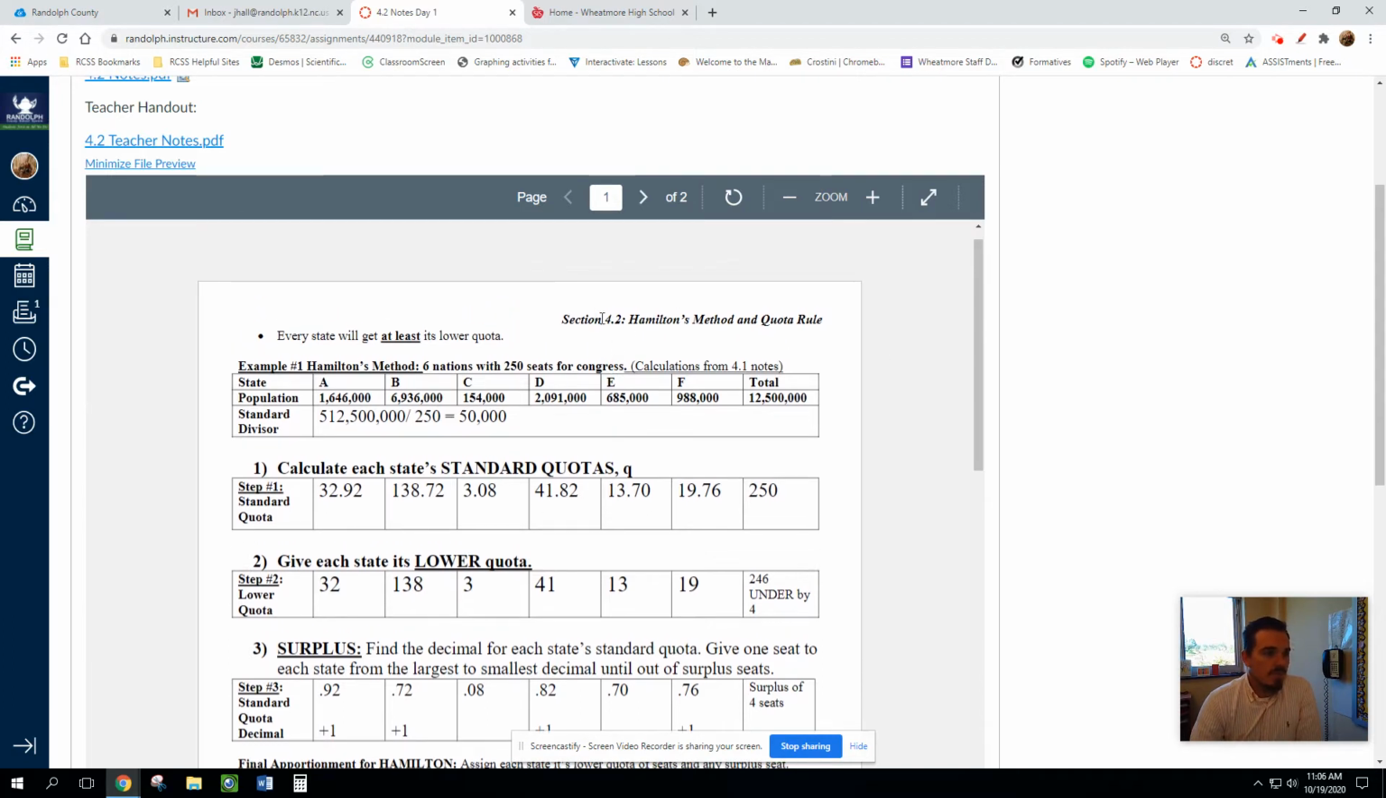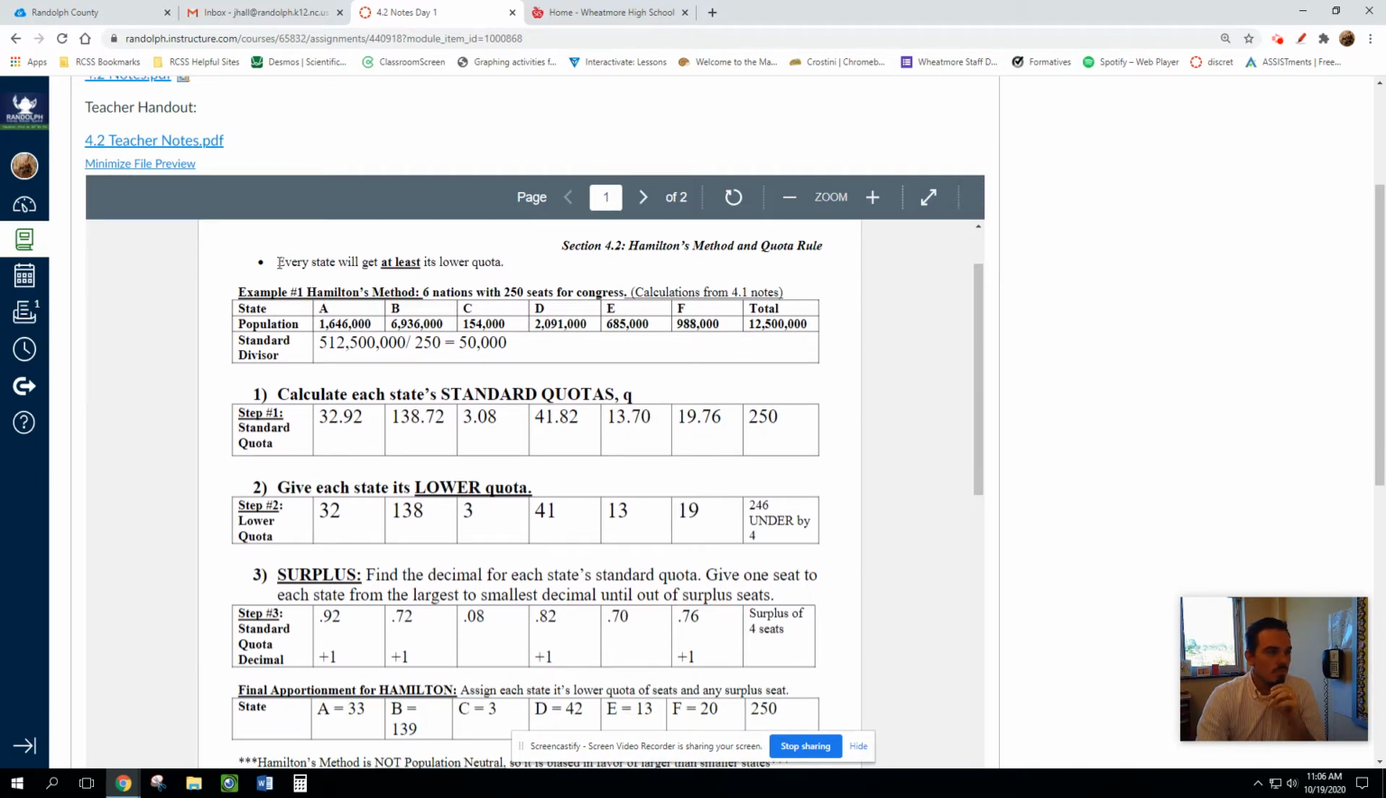So this is called the Hamilton method and quota rule. If you remember back in 4.1, we had issues with it not totaling out the way that we wanted it to, so we have to figure out how to fix that. The Hamilton method is that every state will get at least its lower quota. You can't get lower than your lower quota. Remember, that's just when we round down.